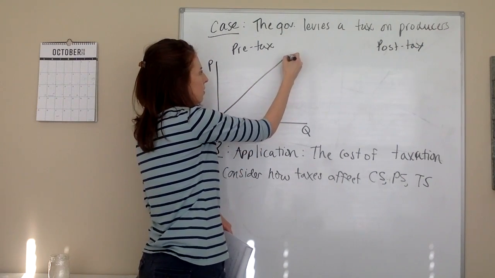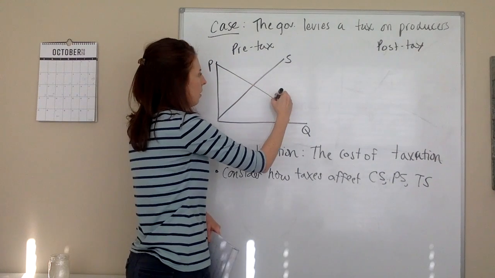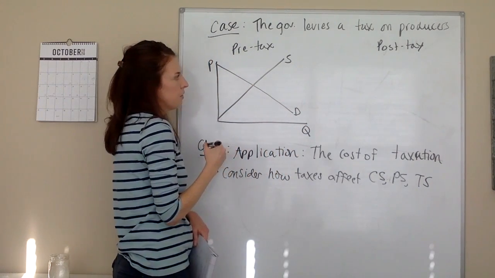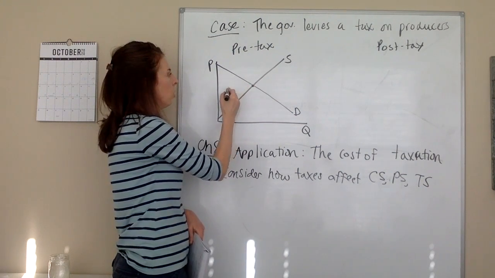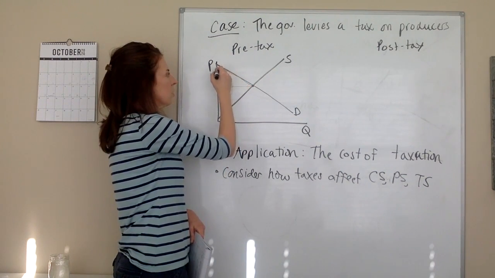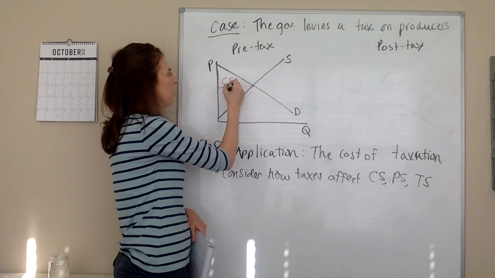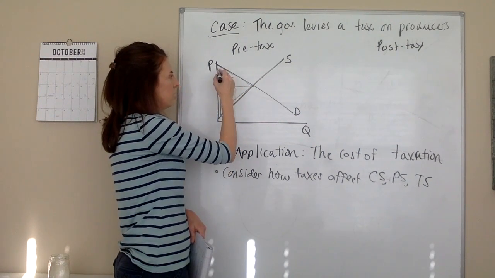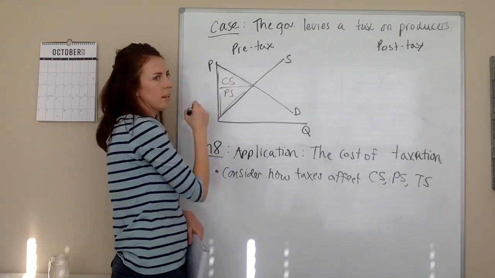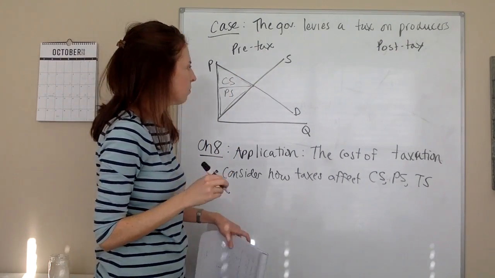So we have a supply curve. We have a demand curve. If there's no tax in the market, the government doesn't do anything, we've reached the equilibrium. We have consumer surplus up on this top triangle. We have producer surplus down on this bottom triangle. And then you add them up together, the whole thing in aggregate is total surplus.